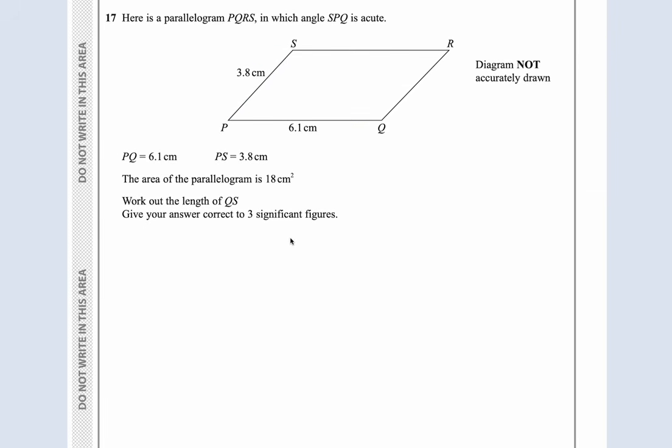Question 17. Here's a parallelogram. SPQ is acute. PQ is 6.1. PS is 3.8. The area of the parallelogram is this. Work out the length of QS. Give your answer to 3 significant figures.